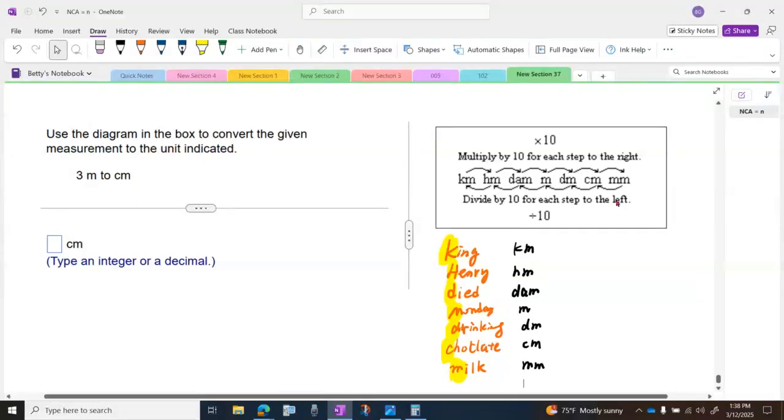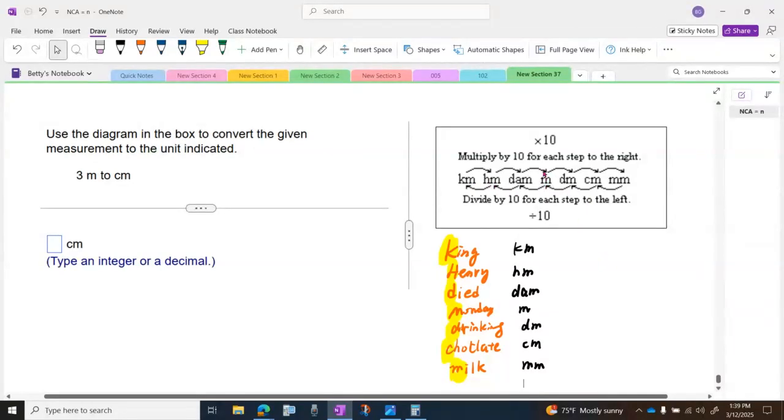So when you go to exam 2, right before you go to the testing center, right before you go to the room, review this formula, and then once you get there, write this on your scratch paper, okay? King Henry died Monday drinking chocolate milk. So those are the units in the metric system.